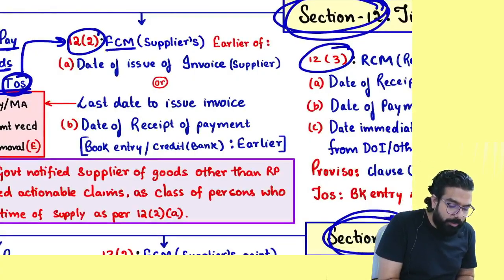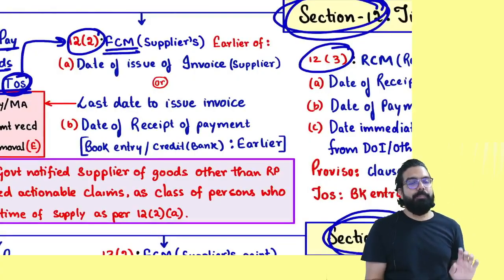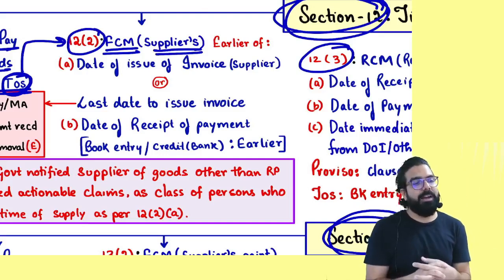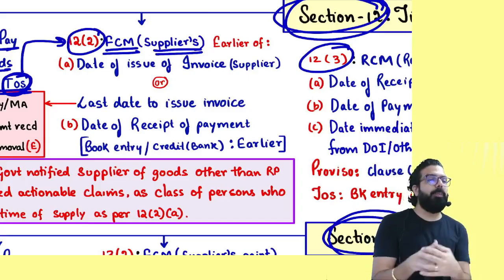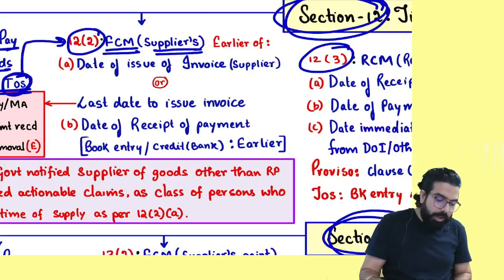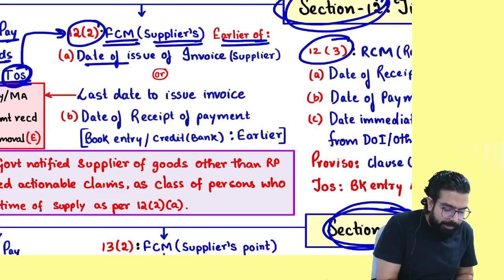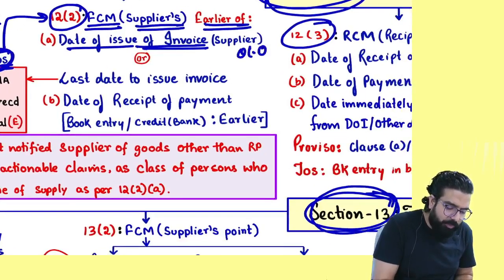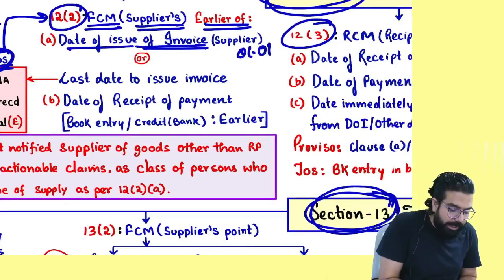Section number 12.2 talks about forward charge mechanism. So if you are a supplier and you have to go ahead and pay the GST, when will you pay the GST? It says earlier of date of issue of invoice. So for an example, I issued one invoice on 1st of January. Then they are telling, or the last date to issue invoice.